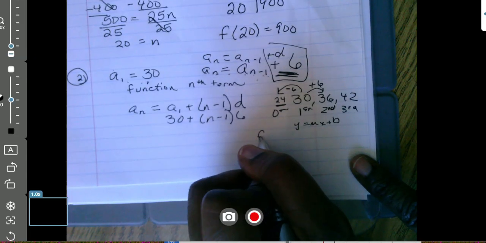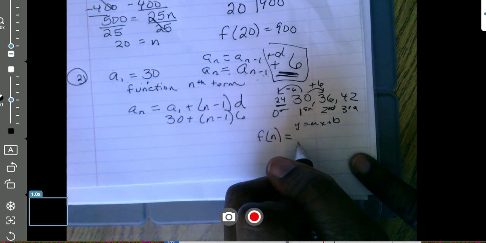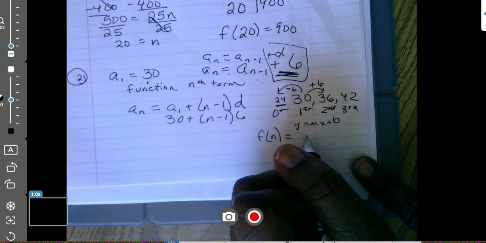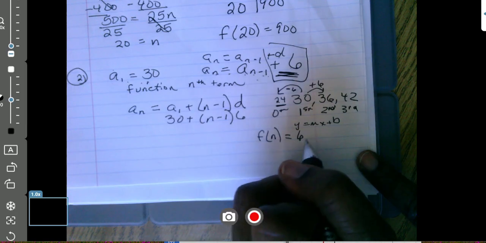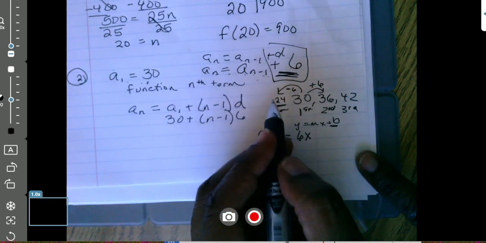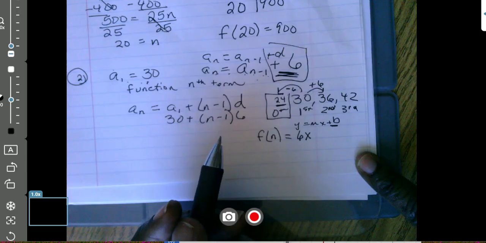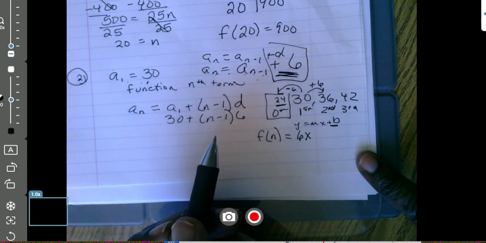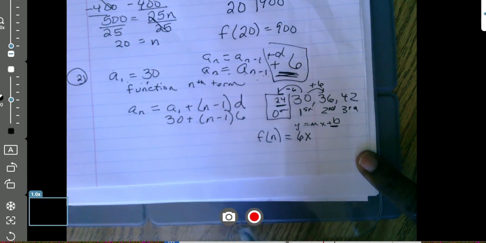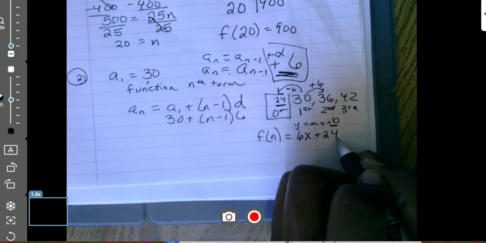So function notation should be f of n equals, what's the rate of change? M. What is m in this problem? 6. X plus b. What is b? It is the initial value, not the first value in the sequence. It's the initial value when x is at 0. It's the y-intercept. So that's going to be plus 24.